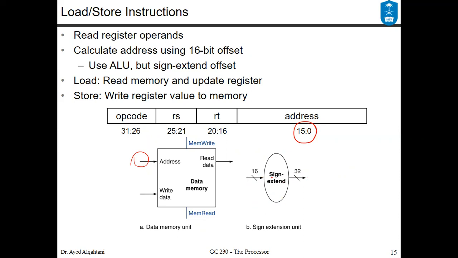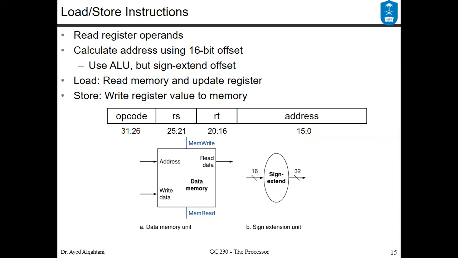And it does the sign extension, meaning that for the 16-bit, it looks at the most significant bit, and this would be the sign. If it is 0, it repeats 0 on the left of the address or the immediate value to convert it from 16-bit to 32-bit. If it is 1, it replicates 1 to convert it from 16 to 32 bits.